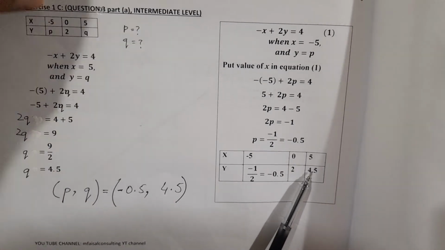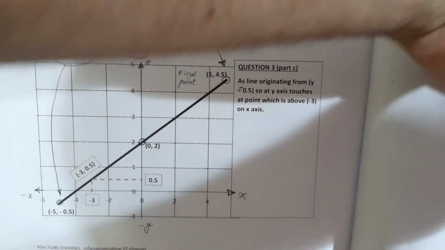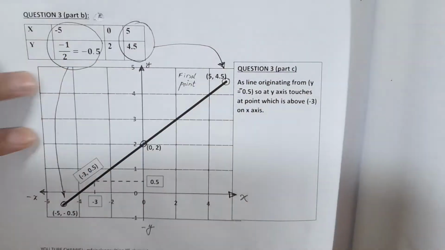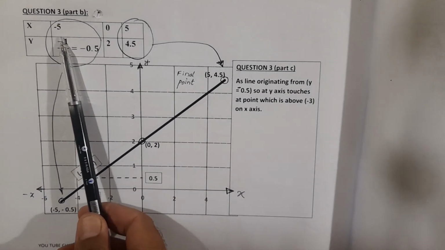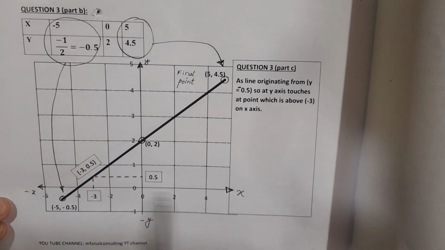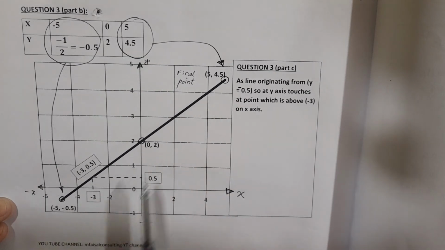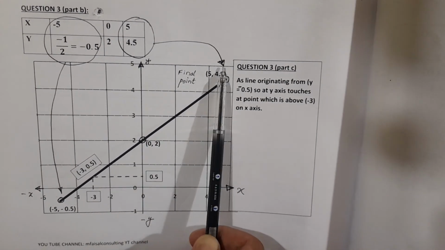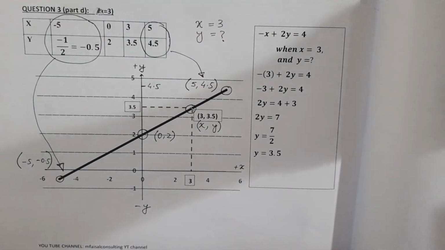So we will now draw this graph. Here is the graph. The initial point is minus 5 on the x-axis and minus 0.5 on the y-axis. This is the final point, 5 and 4.5. This is 5 on the x-axis and 4.5 on the y-axis. So we will be moving on to the next point.